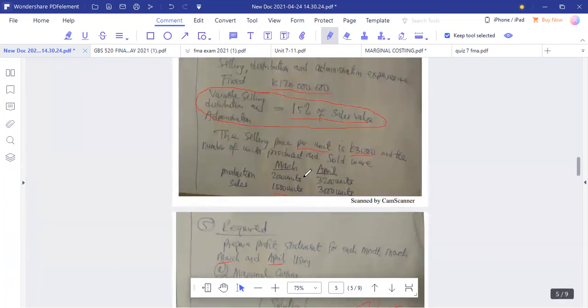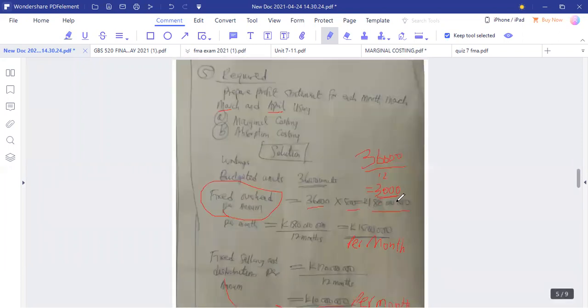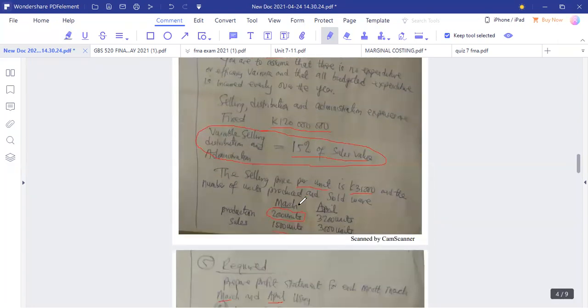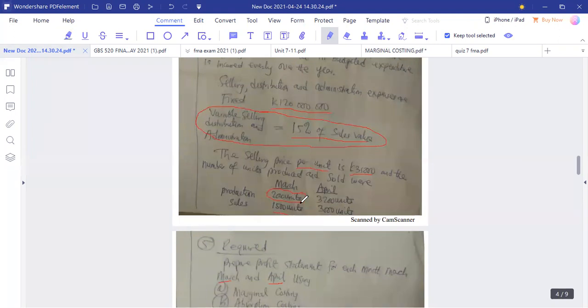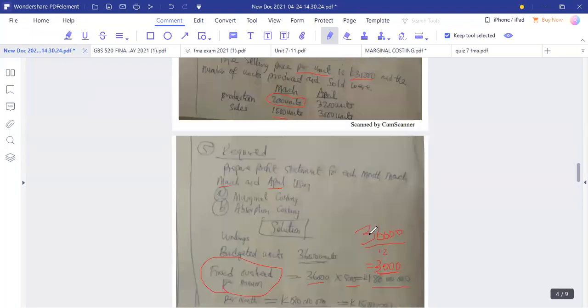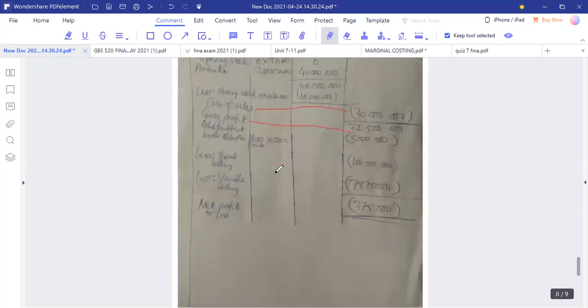But why did we produce the 2,000? We had under absorption of 1,000 because we produced 2,000 units here in March, while our budgeted was 3,000, meaning the 36,000 was for the entire year. From here, they're saying the fixed production overhead figure has been calculated on the basis of the budgeted normal output of 36,000 per annum. Our production here was 2,000, meaning that we were under absorbed by 1,000 units. So that's why we are going to subtract here as we come to absorption costing.